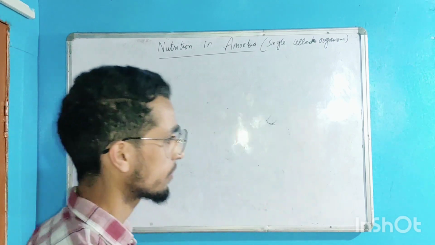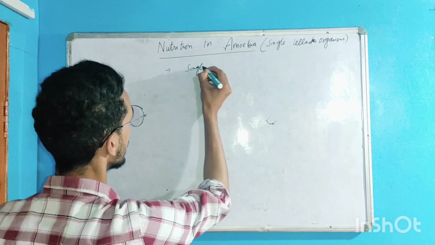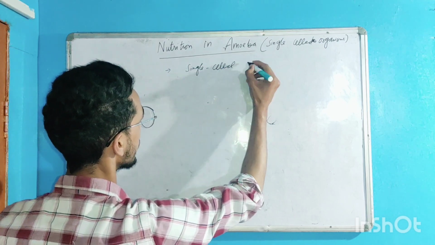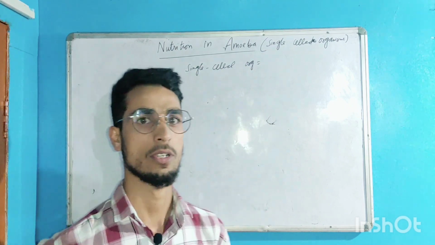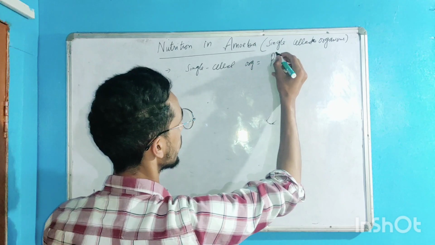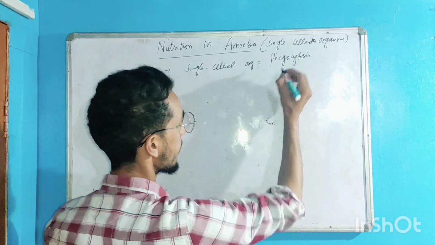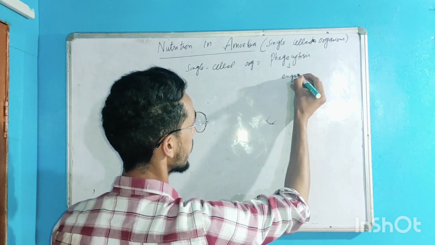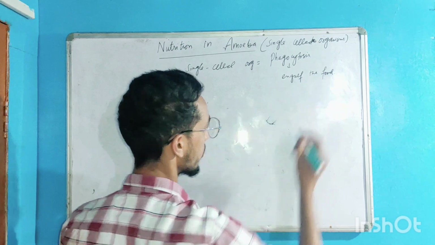So the amoeba is a single-celled organism, and it does its nutrition by a process called phagocytosis. Phagocytosis means a method of engulfing the food, the micro food.